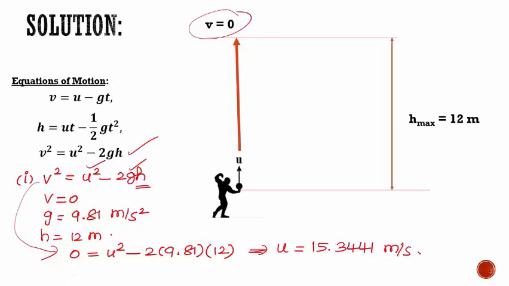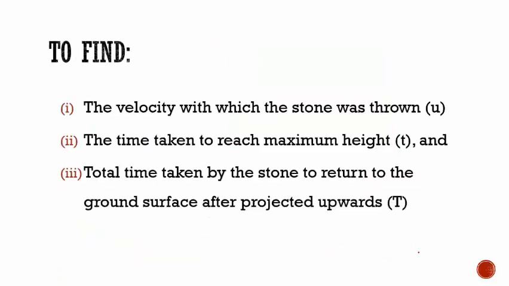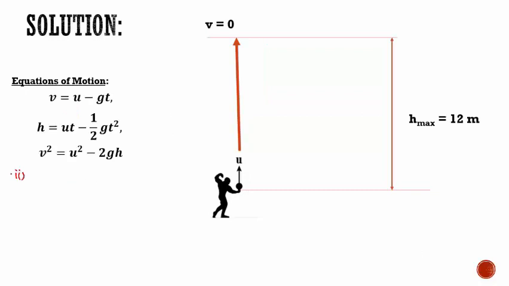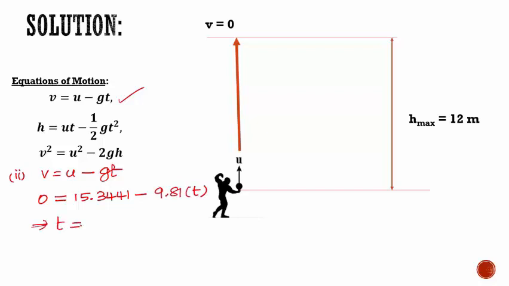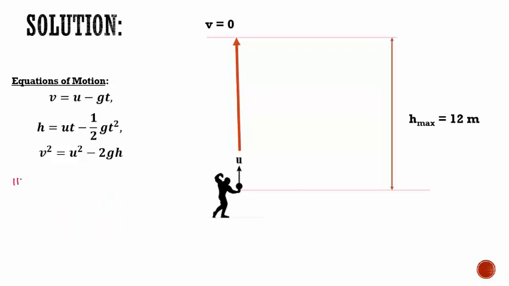In the second subdivision of the problem, it is asked to calculate the time taken to reach the maximum height. For that, we can use the first equation of motion, that is v = u - gt. Final velocity v is 0. Initial velocity we have calculated in the previous step as 15.3441 meter per second, minus g, 9.81 meter per second square, into t. So from which we can calculate the time taken by the stone to reach the maximum height as 1.56 seconds.